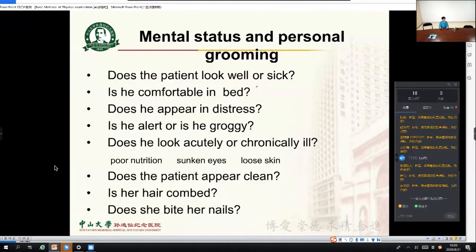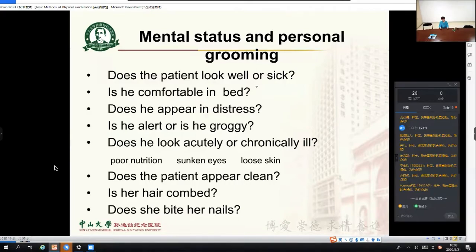The mental status and personal grooming. We need to talk with the patient to see: does the patient look well or sick? Is he comfortable in bed? Does he appear in distress? Is he alert or is he groggy? Does he look acutely or chronically ill? This includes poor nutrition. If the patient has poor nutrition, sunken eyes, and loose skin, this will be an indication of end-stage disease.